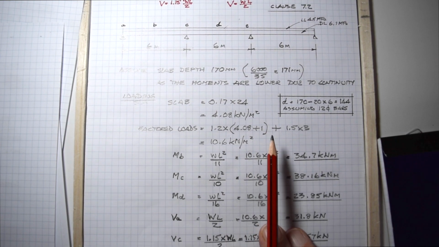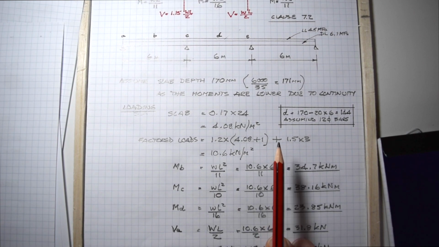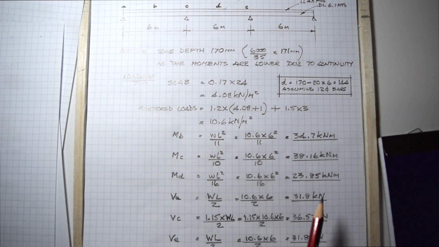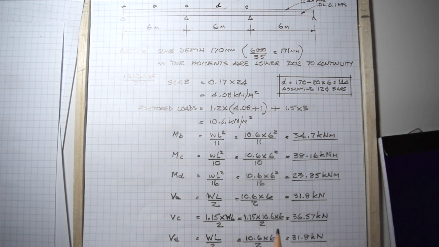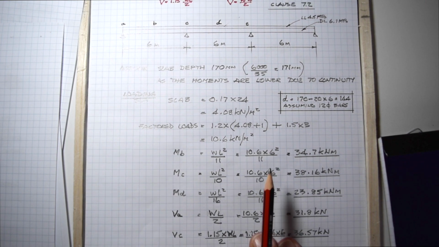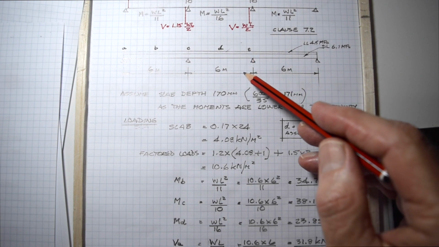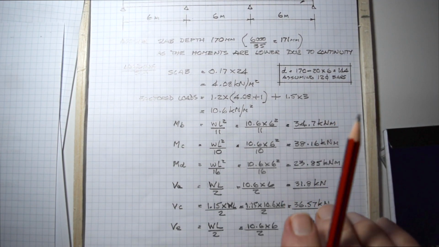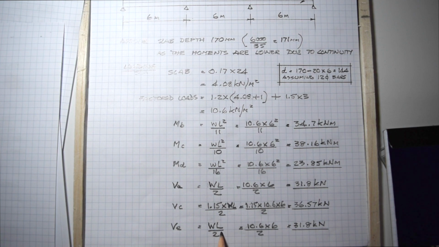Your shear at your first internal support, on this side of it, is 1.15 multiplied by that. That's given to you in the set of tables. The ones that you're looking at, VE and so forth, and on this side of C are purely load divided by 2, which gives you the shear force.